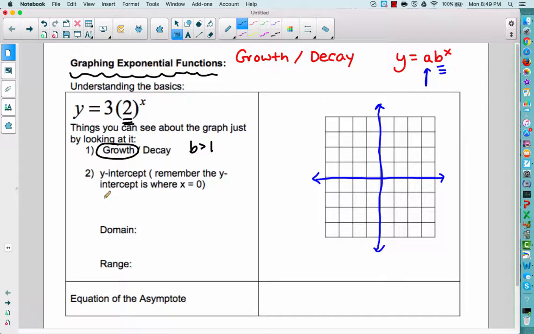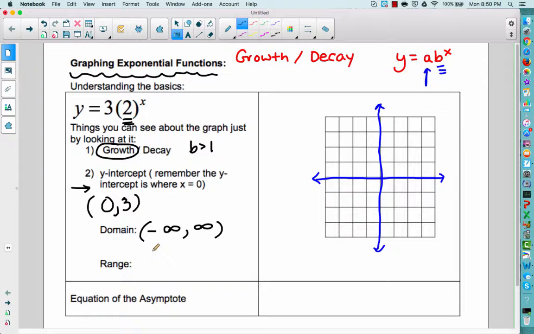The next thing I like to identify is the y-intercept, remembering that the y-intercept is where x is equal to 0, so it works out to be (0, 3). All right, the domain we've been talking about, there's no restriction on the x value this graph can be, so the domain for an exponential function will be negative infinity to infinity.